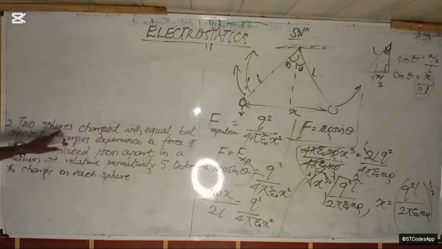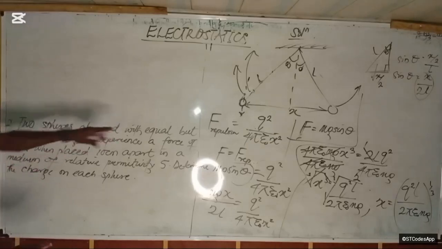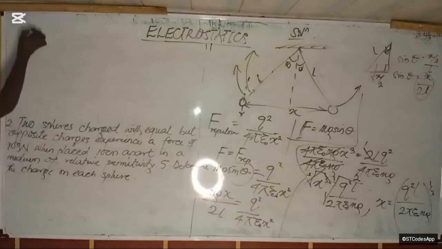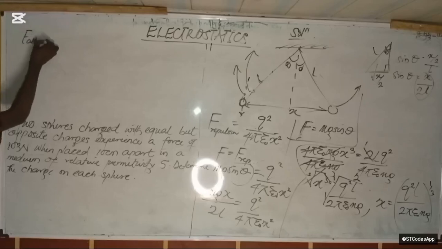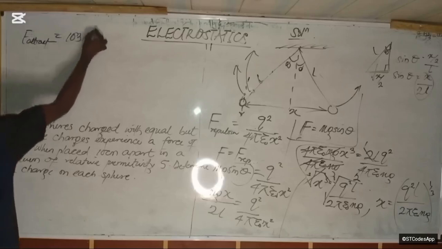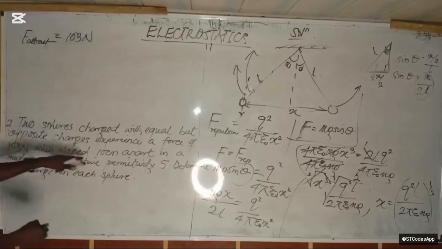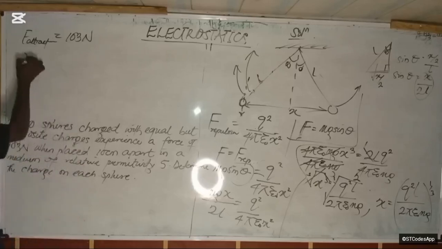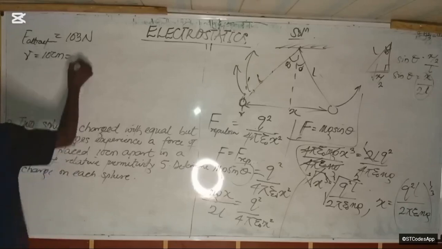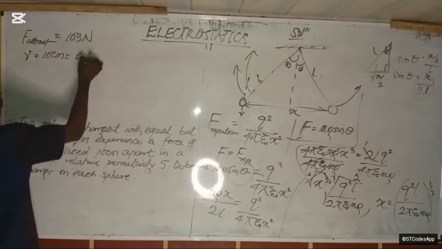Two spheres charged with equal but opposite charges experience a force of attraction equal to 10^3 Newton when placed 10 centimeters apart. So 10 centimeters to meters will be 0.1 meters.